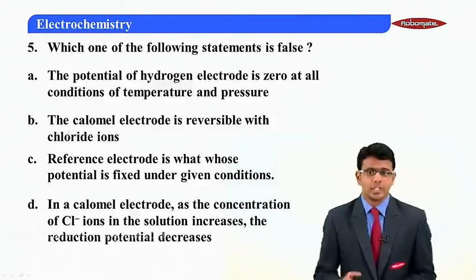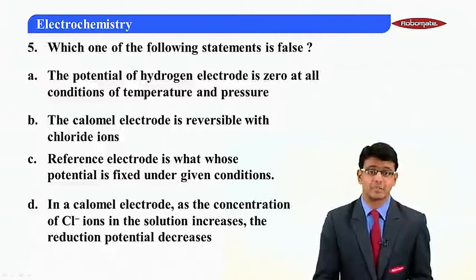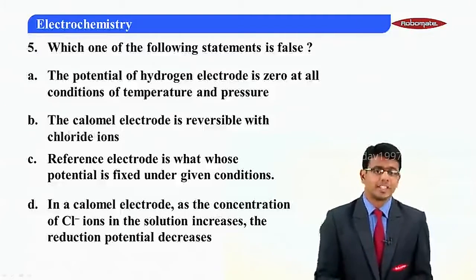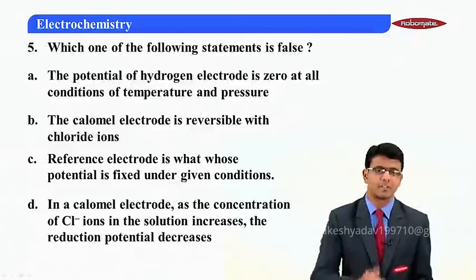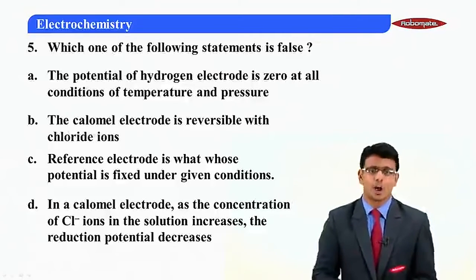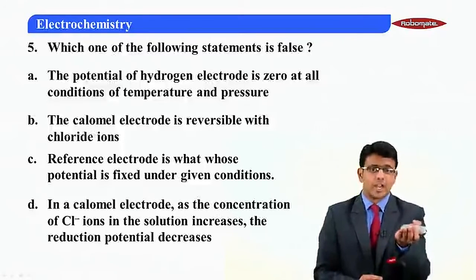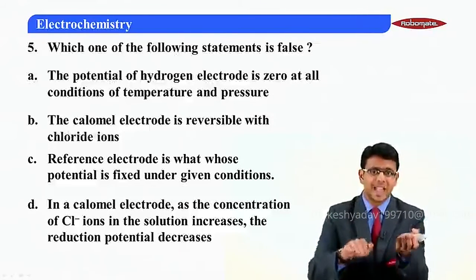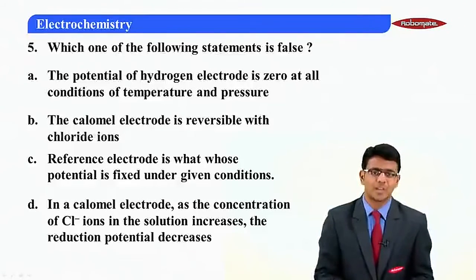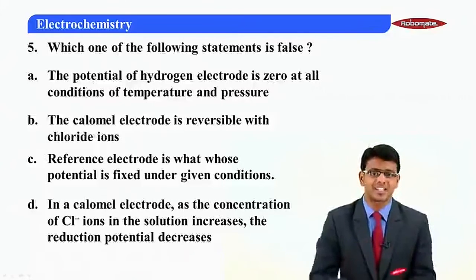Now students, just now we studied that the calomel electrode is reversible with respect to chloride ions. That means we can say option B is a correct statement. Also, reference electrode will have a fixed potential value under given set of conditions, right? That means I can say that statement C is also a correct statement. Also, as the concentration of chloride ions increases, the reduction potential of the calomel electrode would decrease. This we had studied during the working part of calomel electrode, right? So actually options B, C and D are having the correct statements.